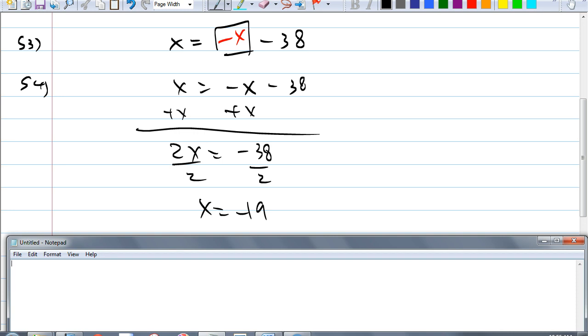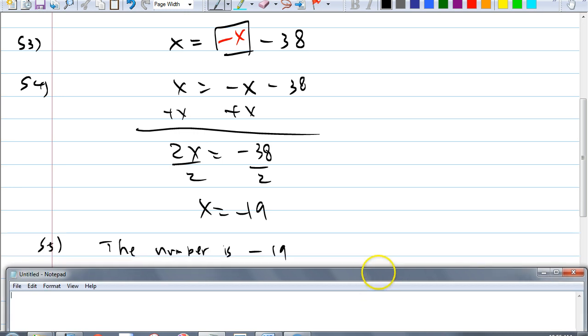Step 5 is to write the answer in a sentence. So what do we write? Jason? Yeah, the number is negative 19, sort of simple.